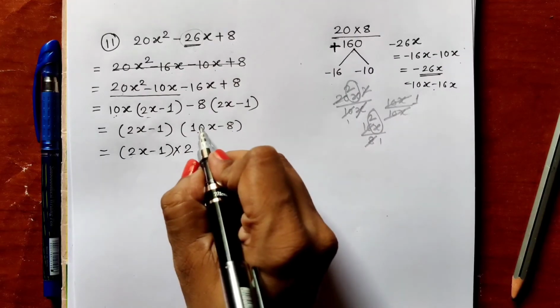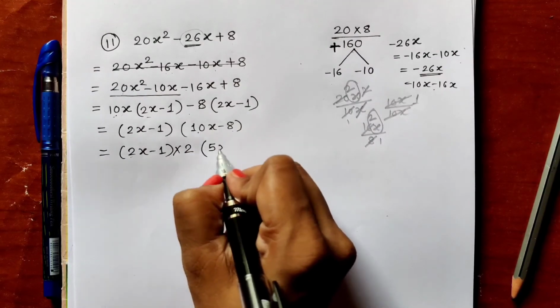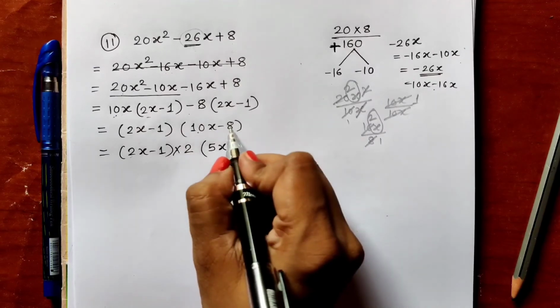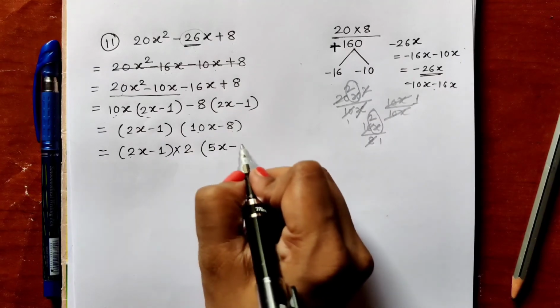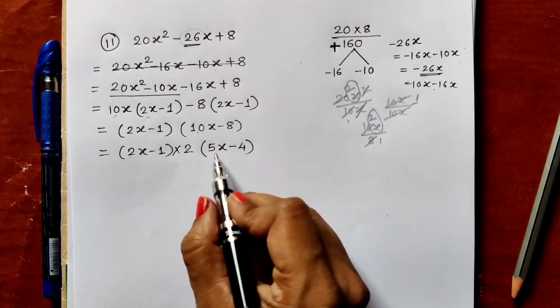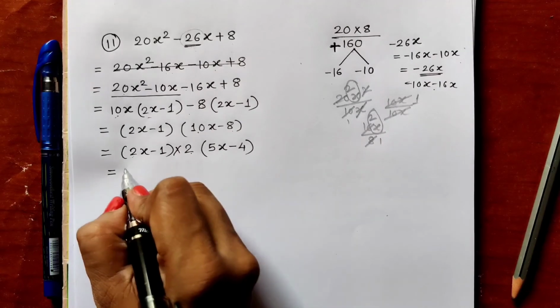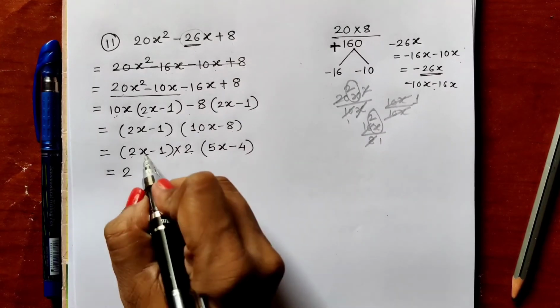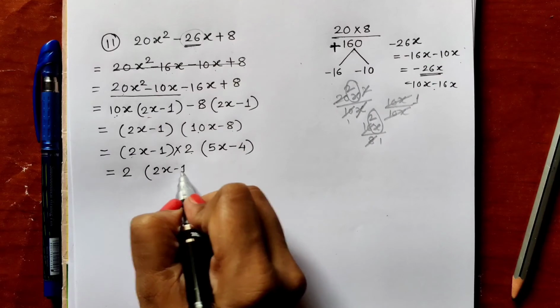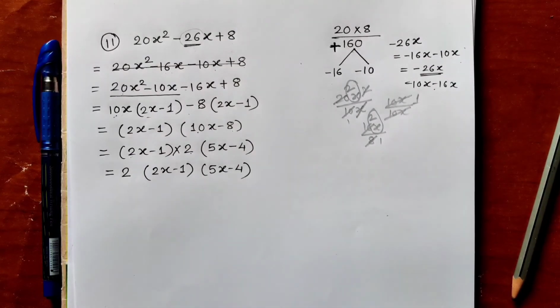So 10 divided by 2. 2 5s are 10. And this x we have to write as it is, minus 8 divided by 2. 2 4s are 8. Now 5x and 4 we cannot divide, we cannot take out anything common. This 2 we can write outside. 2x minus 1 and 5x minus 4 is our answer.